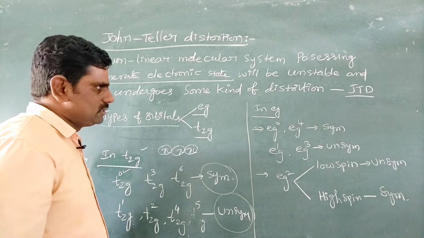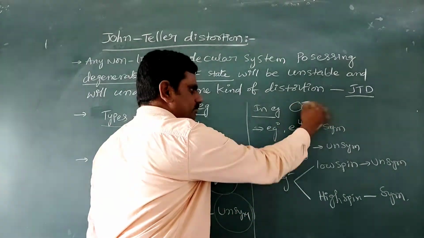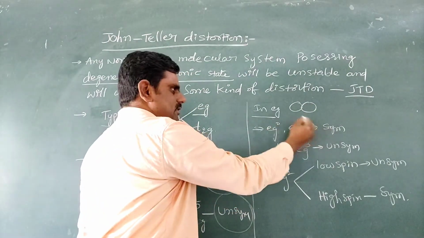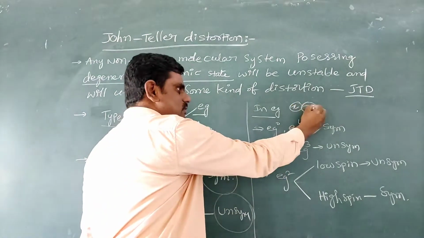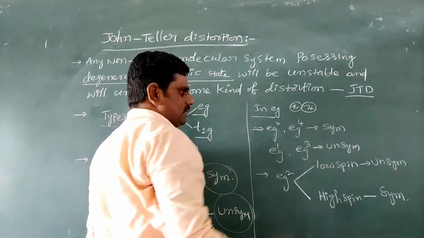As far as Eg orbitals are concerned, Eg means 2 orbitals. No electrons is symmetric, fully filled is also symmetric, and 1 and 3 are unsymmetric.